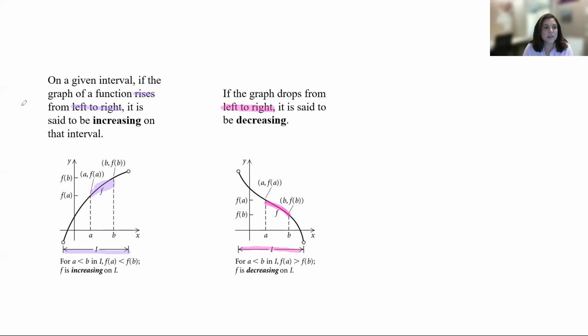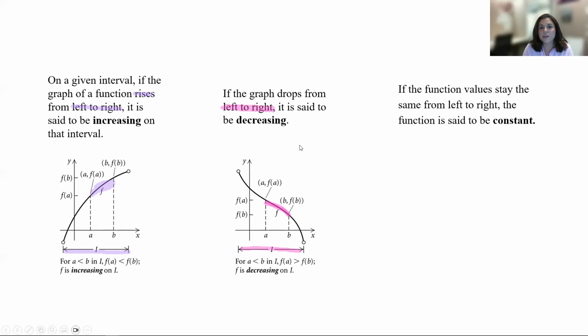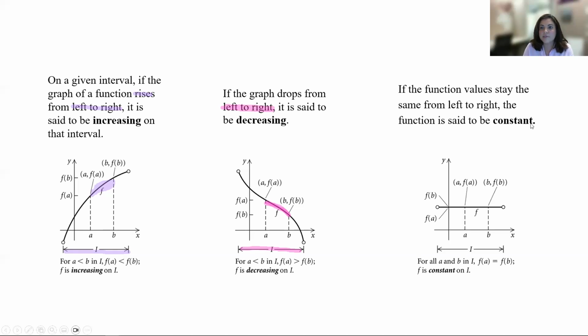And so the last possibility is if your function is staying constant from left to right, the function values are staying the same, then we say that the graph is constant on that interval. So again, grab my highlighter here. In a specific interval from left to right, the function values stay the same, then that means that the graph is constant on that interval. And what we're going to see in the next few examples is that it is possible for a function to have different types of behavior over different intervals.